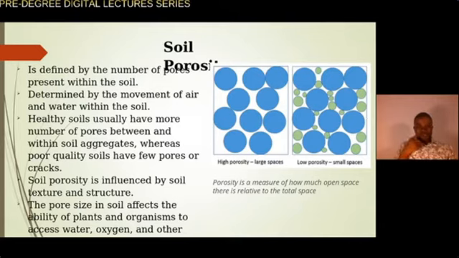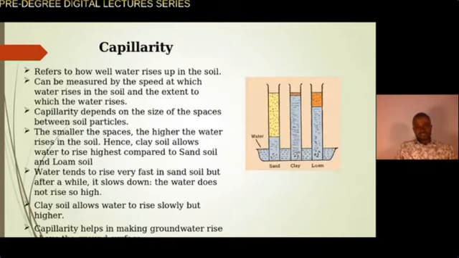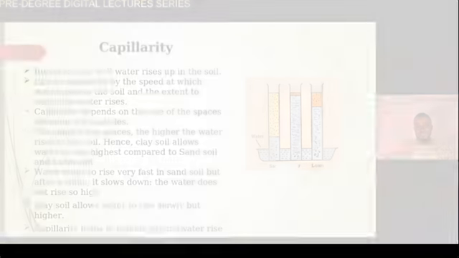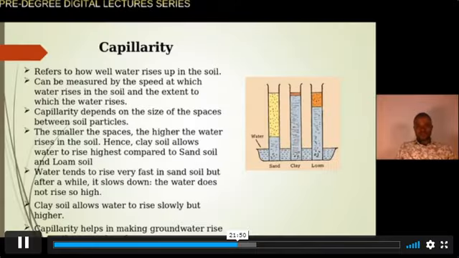Then we have the pore size in soil, which affects the ability of plants and organisms to access water, oxygen, and other nutrients. We have capillarity, another important soil characteristic that determines its productivity. It refers to how well water rises up in the soil.